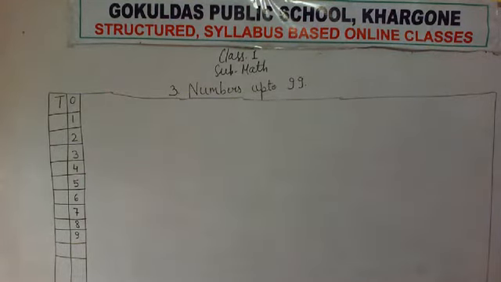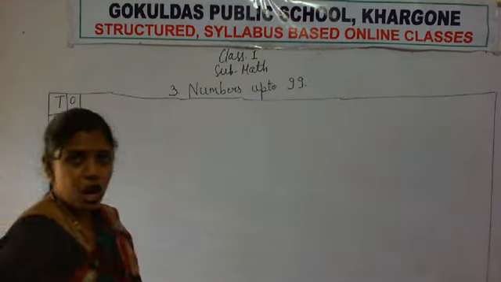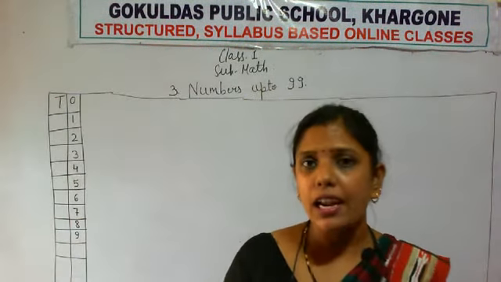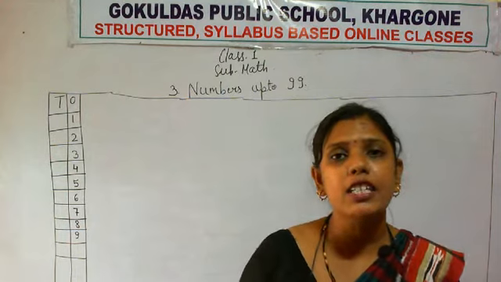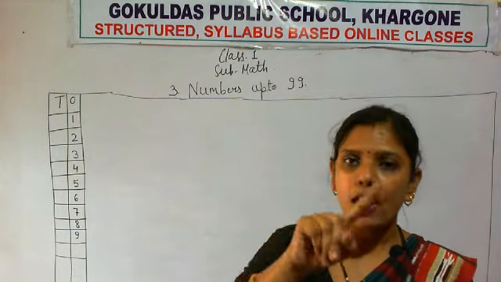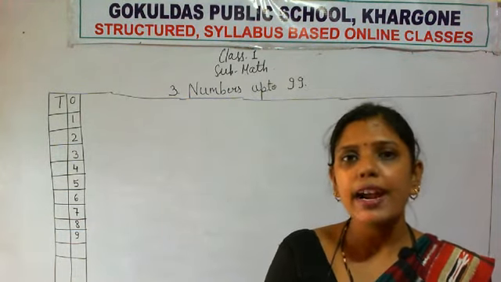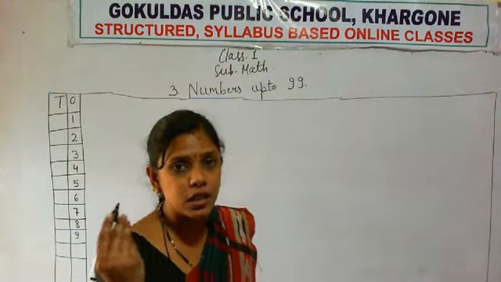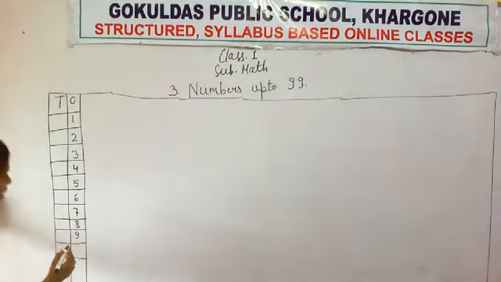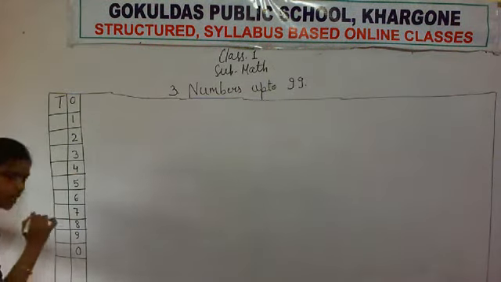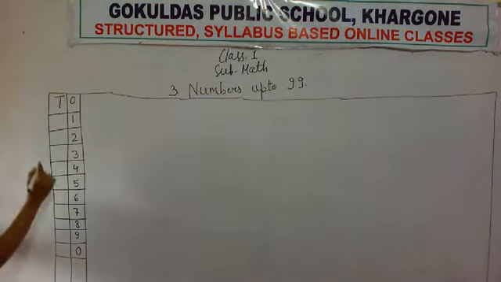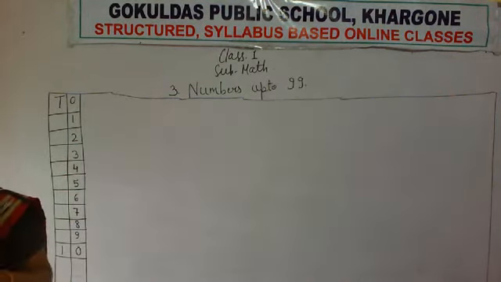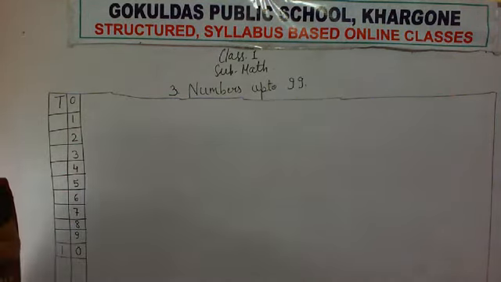In 10, how many digits are there? 2 digits: 1, 0, 10. So where do we write 1 and where do we write 0? 0 will come at the ones place and 1 will come at the tens place. So 1, 0, 10. Now skip one box.